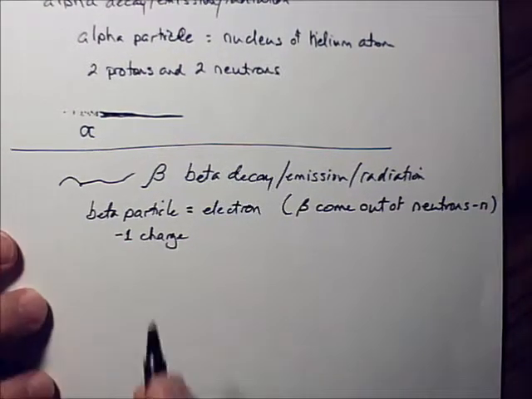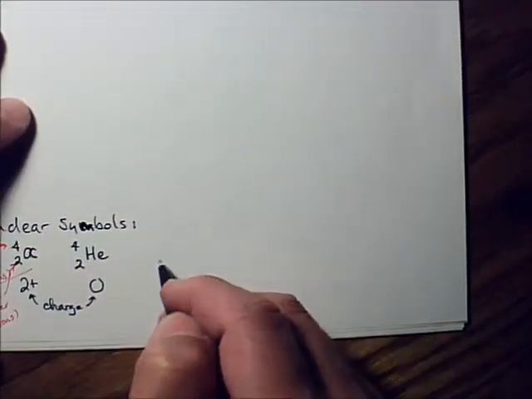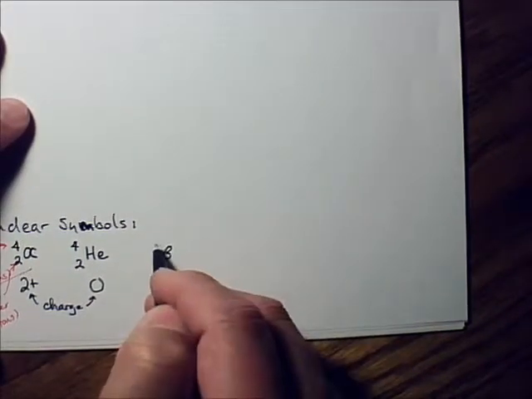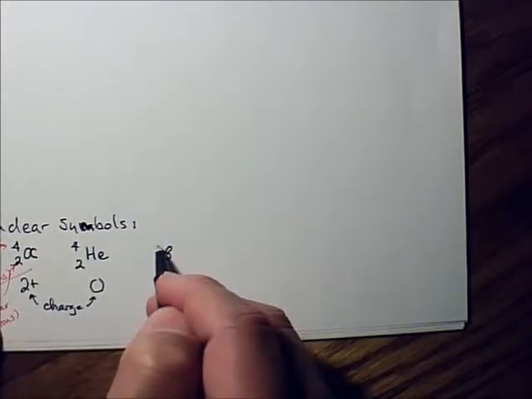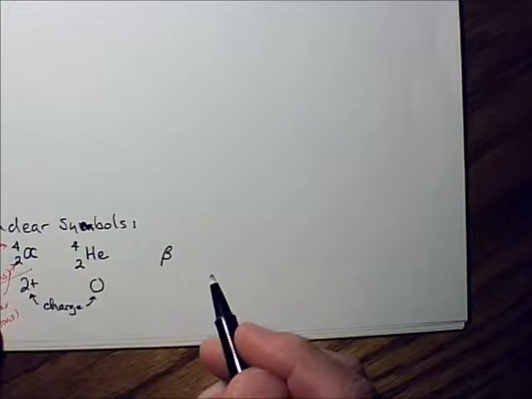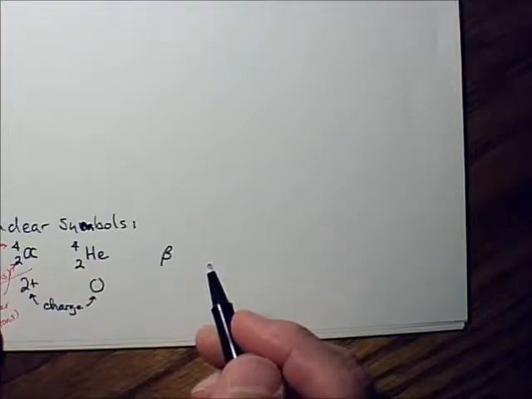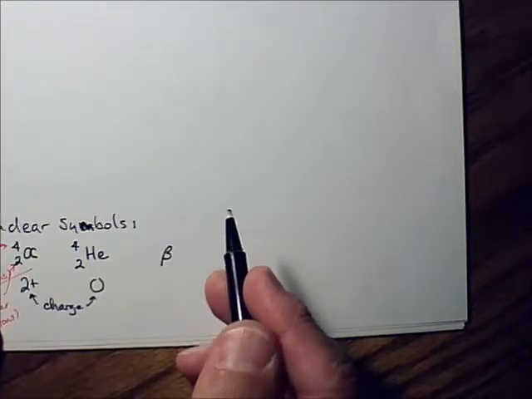Now, to write the nuclear symbol then for a beta particle, it almost has no mass. It has very little mass. Okay? So what are we going to put up here if it has very, very little mass? 0. Less than 1. Way less than 1.